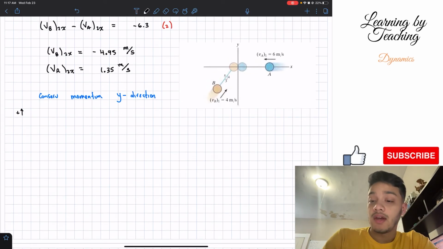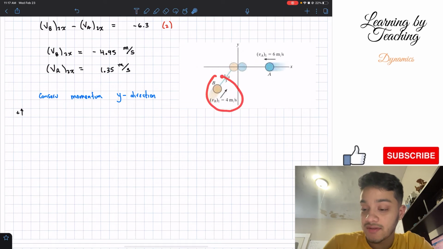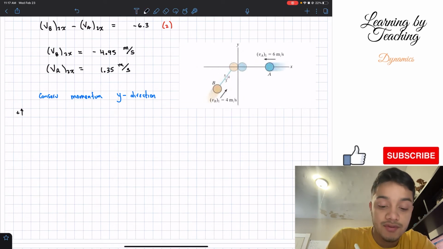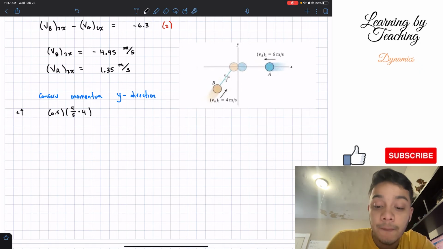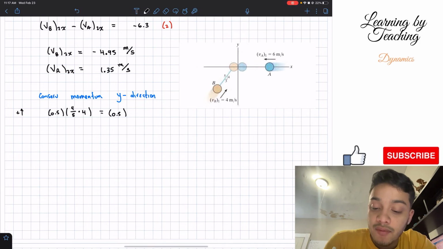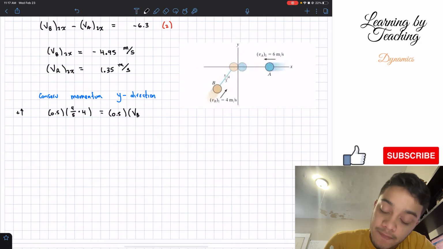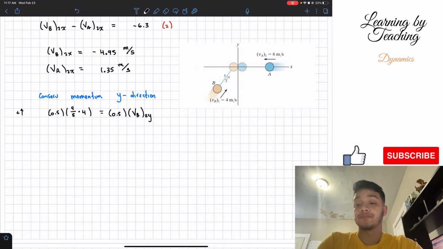And what do we have? Well, at the beginning, what we can see is that the velocity of b is the only one that has anything in the y direction. So we start with 0.5, its mass, times its velocity, which is going to be 4/5 multiplied by its magnitude, which is 4, and this should be equal to 0.5 multiplied by the velocity of b in the y direction after the collision.